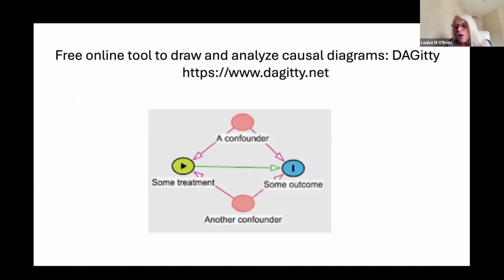Okay, so I'm going to stop there so we can move on to Journal Club, but there is actually a free online tool that you can use to draw and analyze causal diagrams. So that's the website for it. It's called Dagitty. It's quite useful and quite fun to play with, but I'm going to stop there and we can move over to our Journal Club.